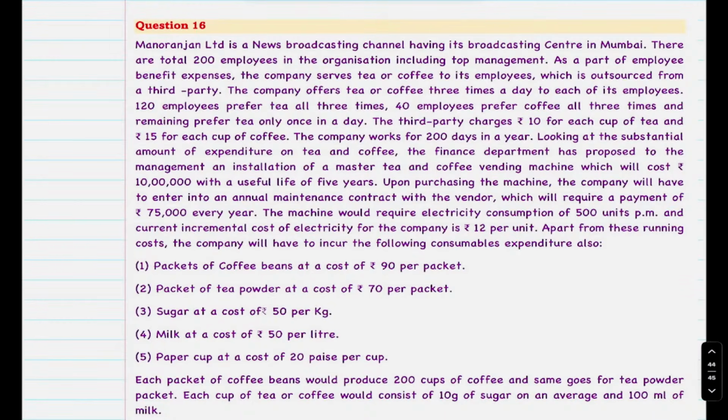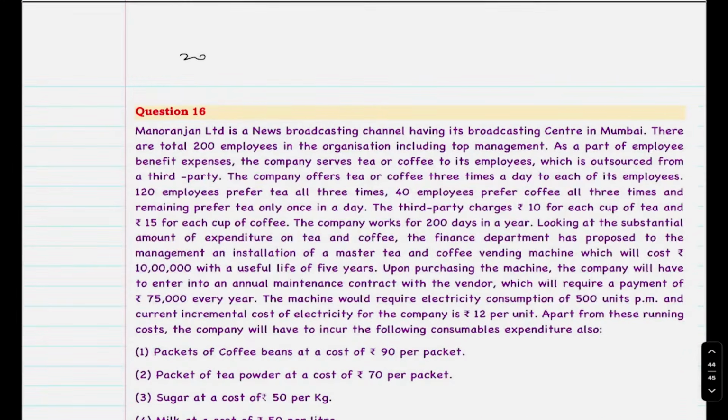How many employees are totally there? Answer, yeah. But the cost is not directly 200 because 120 employees prefer tea at all the times. 40 employees prefer coffee at all the 3 times. The remaining prefer tea only once in a day. 3 situations we need to analyze now. Tell me, how many employees are totally there? Very good. So I am writing here roughly 200.